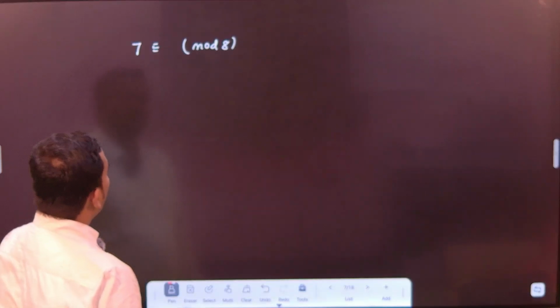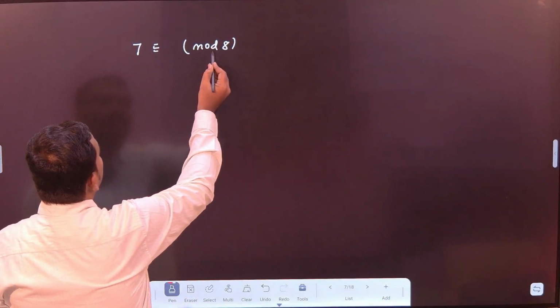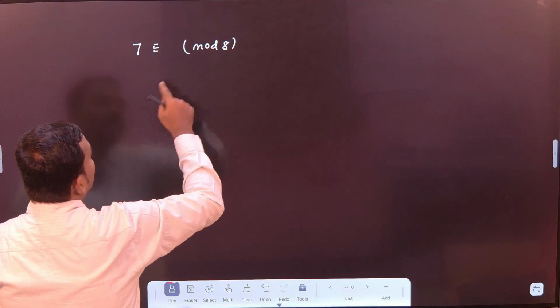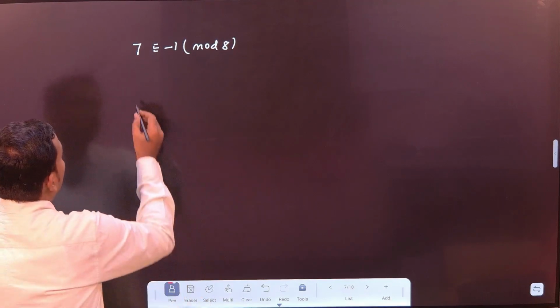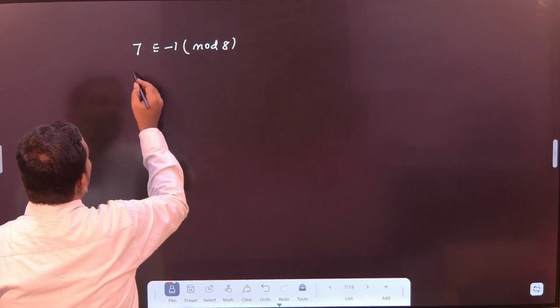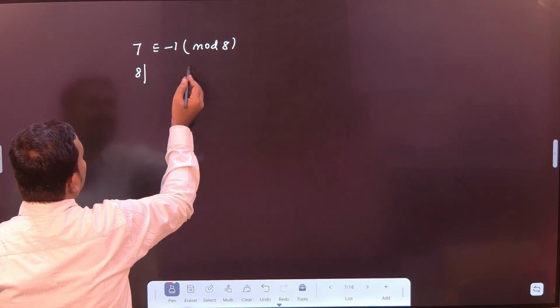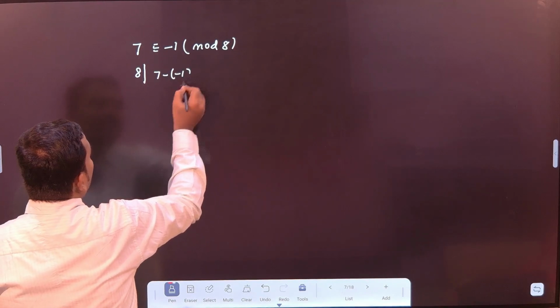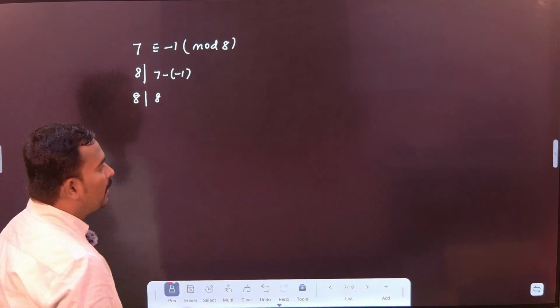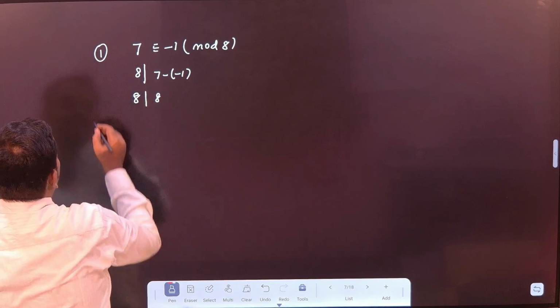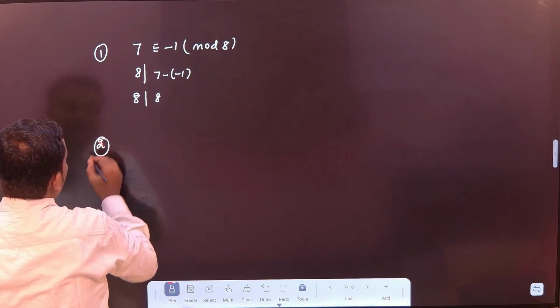7 is congruent to -1 modulo 8. When divided by 8, the remainder can be -1. Why is it true? Because you can see the reverse one, right? Otherwise, you can see the definition: 8 divides 7 minus (-1). 7 plus 1 is 8. It is true.